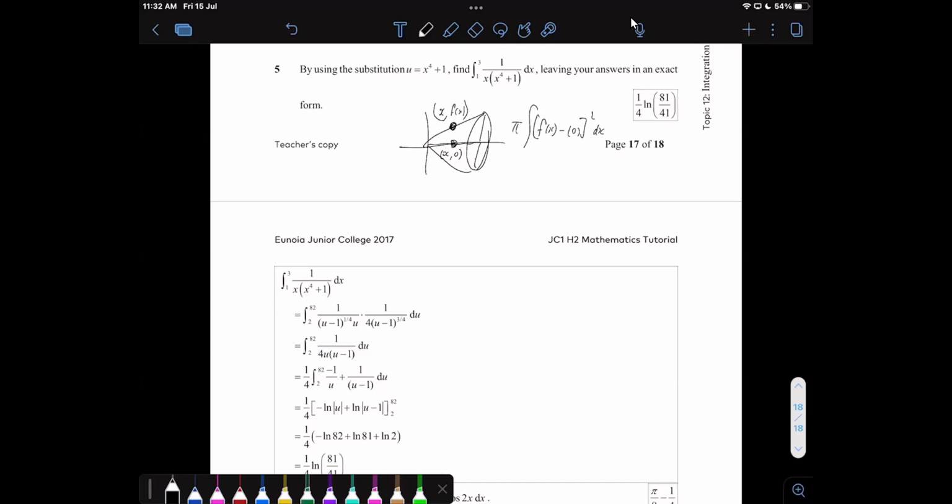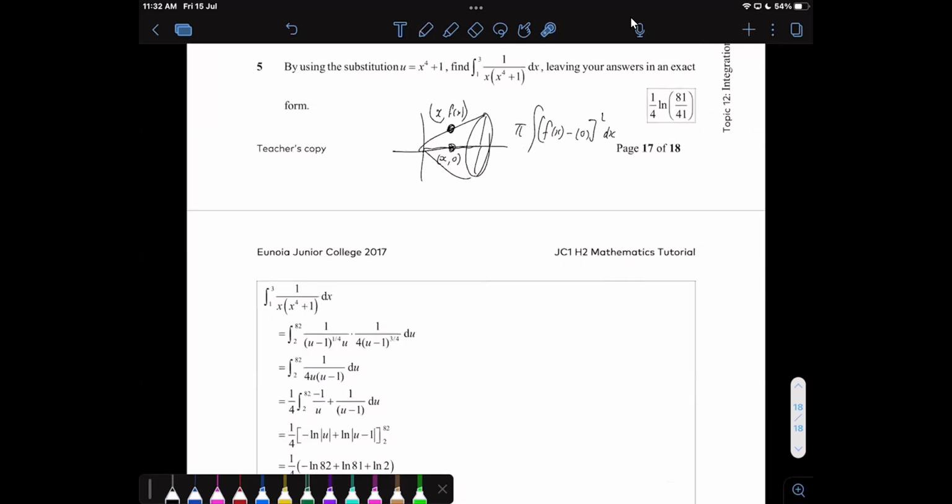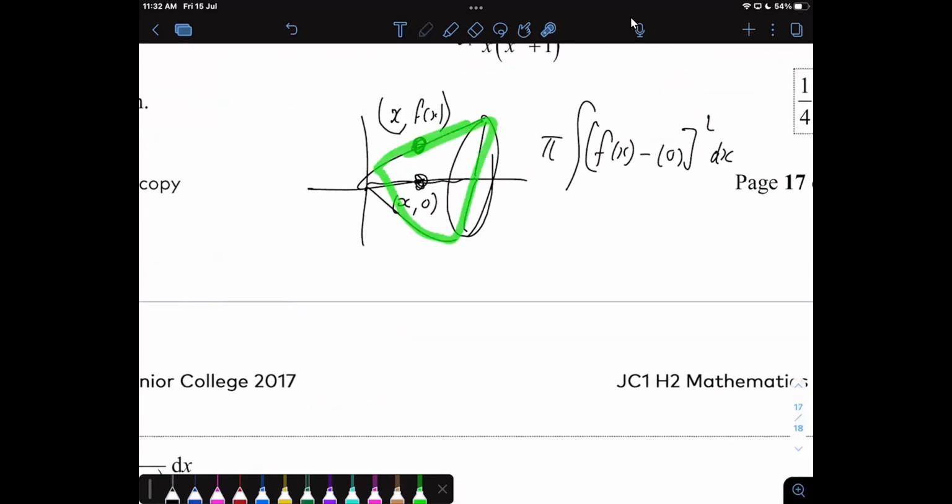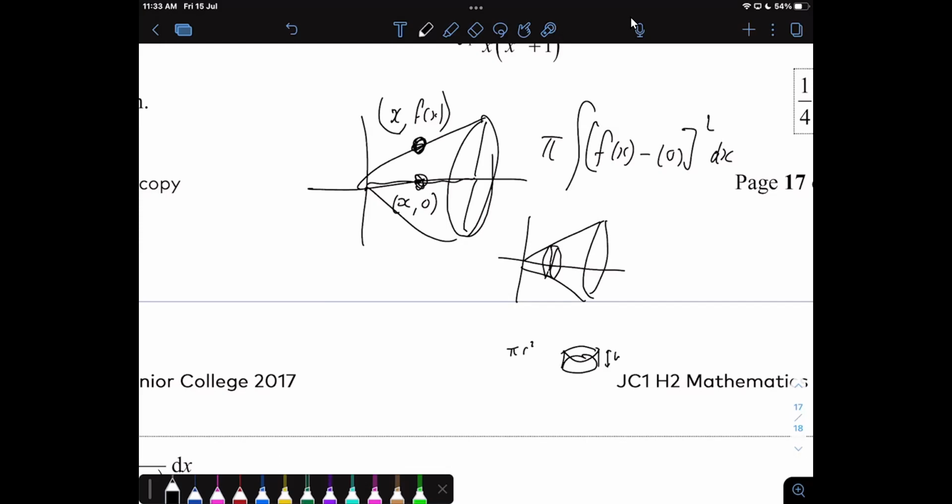It's just a formula. The trick here is to realize that a volume of revolution, you can think of it as chopping it up into many cylinders. Okay, if you can visualize. Then how do you find the volume of a cylinder? It's just pi r square for the base, and then you multiply by the height, right? This is h. Okay, pi r square h.